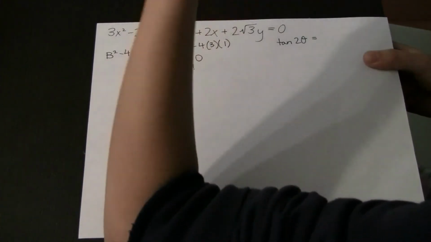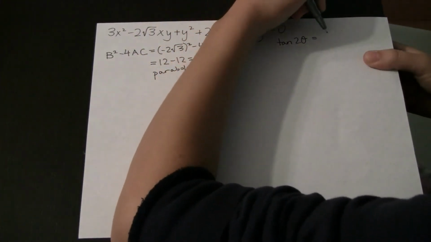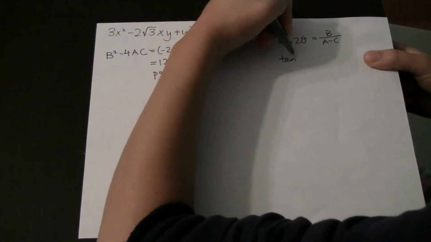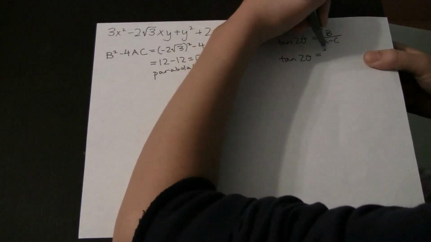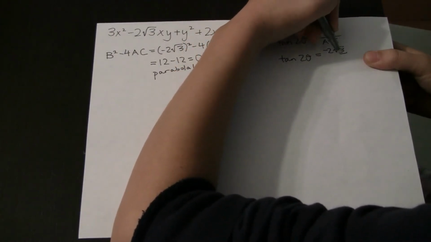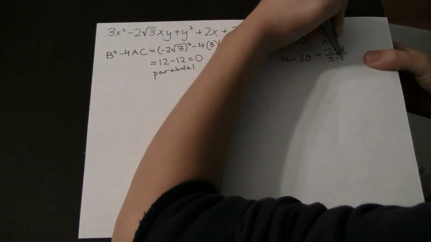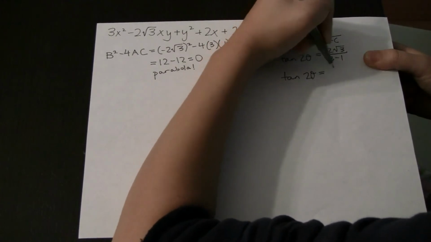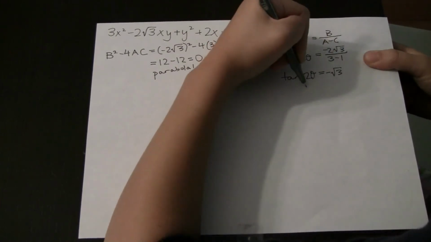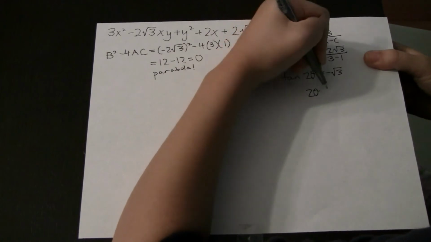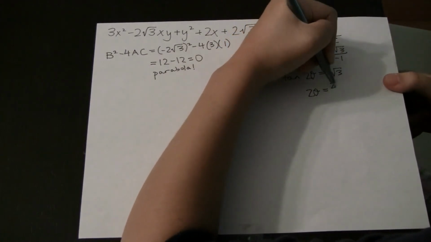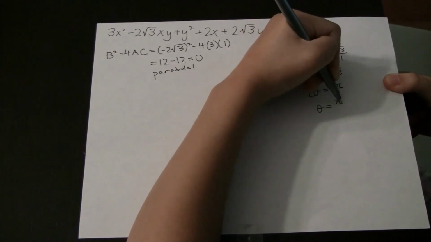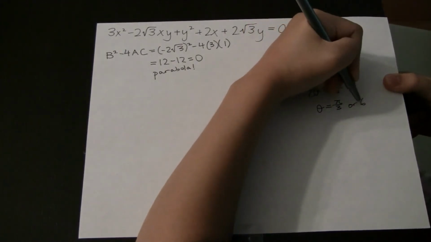Okay, and then to find the angle of rotation, we use our formula and plug in our values. So b over a minus c. That is negative 2 root 3 over 3 minus 1, which simplifies to negative root 3. And then using the unit circle, we know that that's 2 pi over 3. And so our angle of rotation is pi over 3, or 60 degrees.